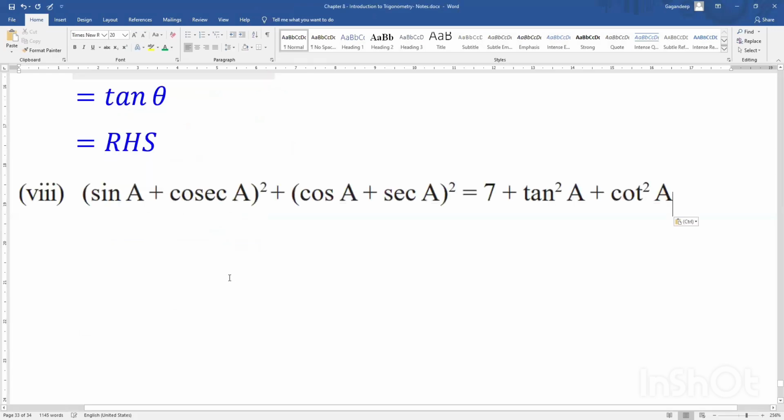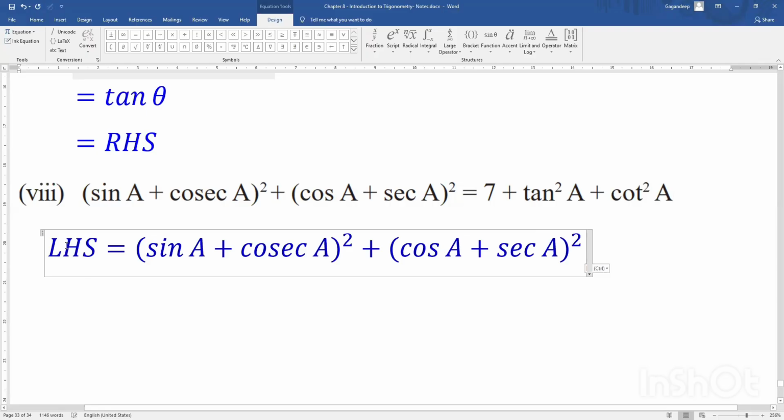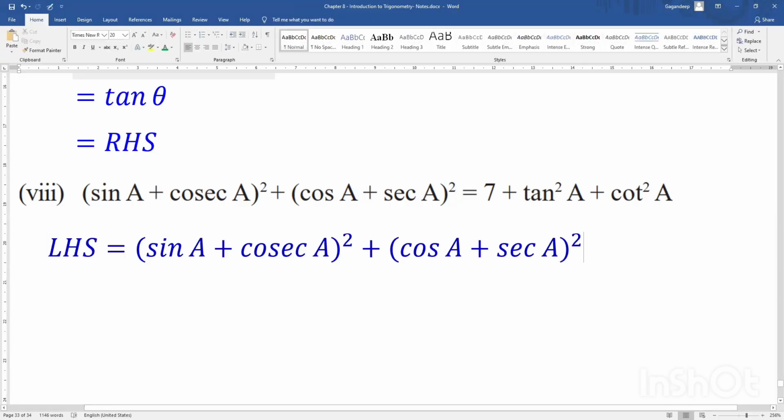Okay, now I take up the next problem. Problem number 8. We have (sin A plus cosecant A) the whole square plus (cos A plus secant A) the whole square equals 7 plus tan square A plus cot square A. Now we have the LHS, so I'm going to take the LHS part: (sin A plus cosecant A) the whole square plus (cos A plus secant A) the whole square.